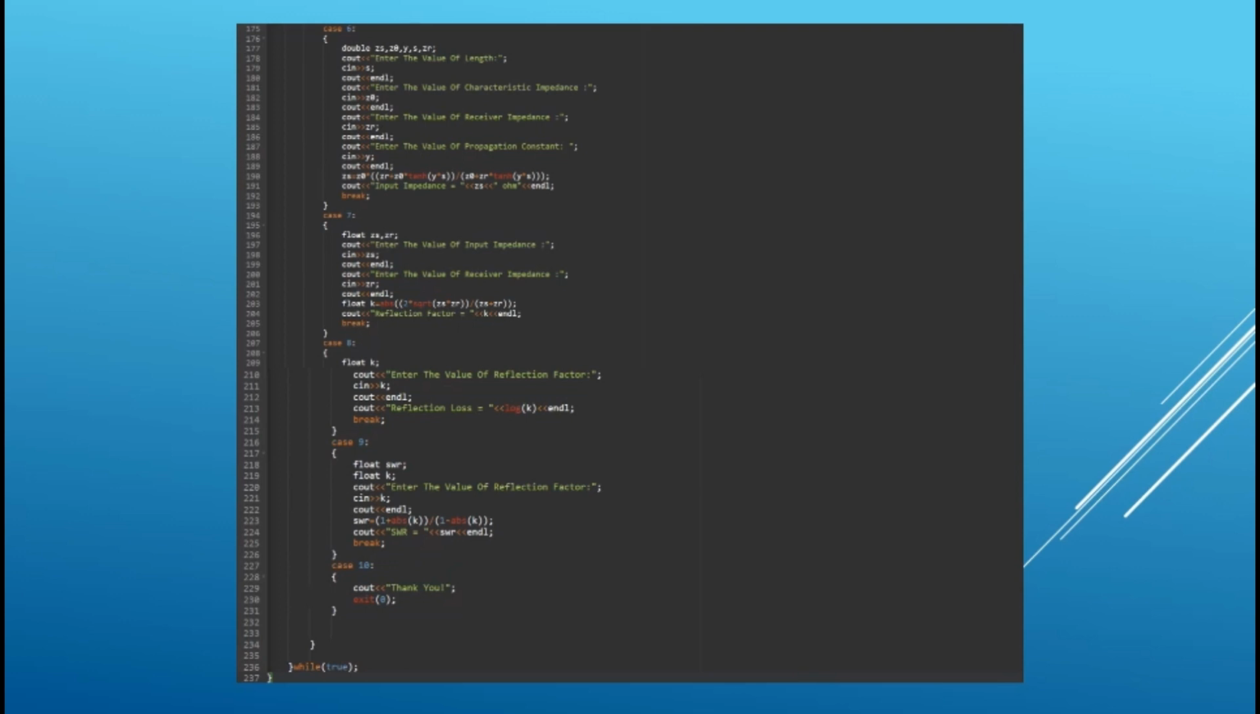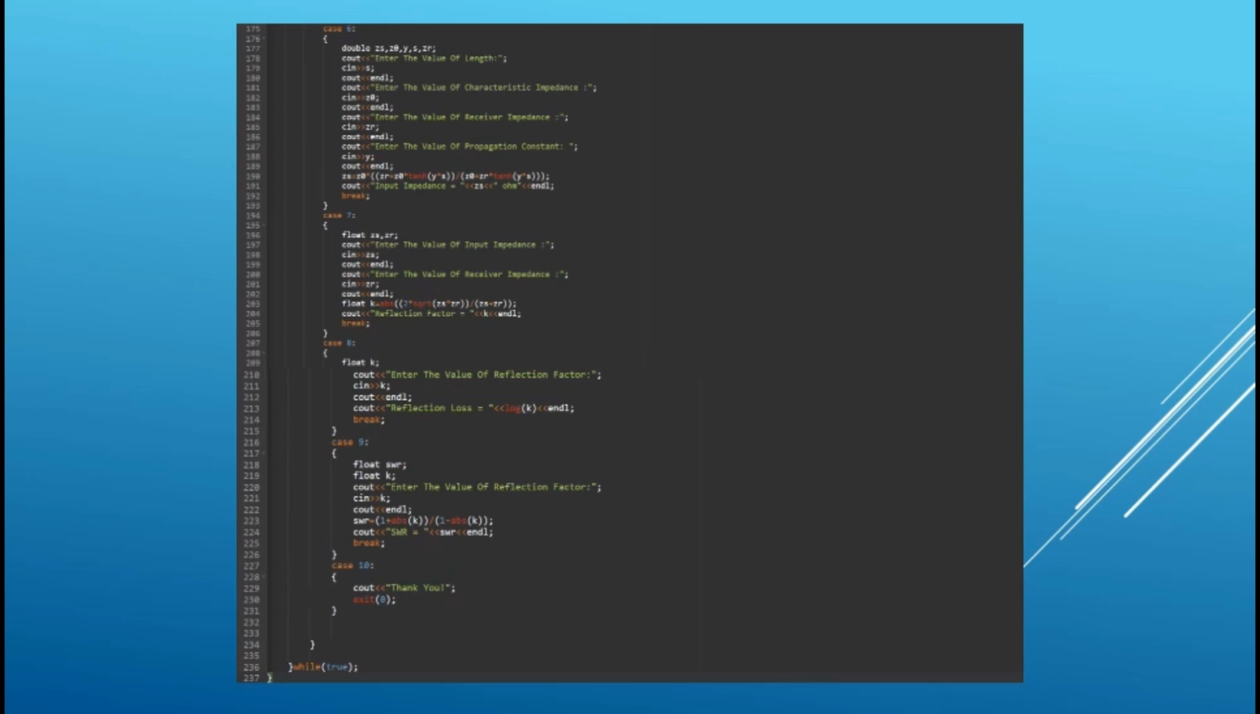Case 6 is nothing but finding the input impedance of the transmission line. To find it, some values are required: the length, the characteristic impedance Z0, the receiver impedance ZR, and also the propagation constant. The formula is Z0 into (ZR plus Z0 tanh of gamma s) divided by (Z0 plus ZR tanh of gamma s). Once we enter all the values, they will be applied in the corresponding formula and it will produce the result.